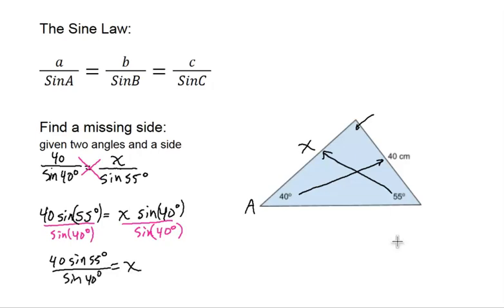Now, your calculator is going to handle this calculation well. Just be careful. I always press equals before I divide by the bottom. So it's going to be 40 times the sine of 55 and divide by, I close the bracket on the 55 to be sure, and I'm going to press equals.